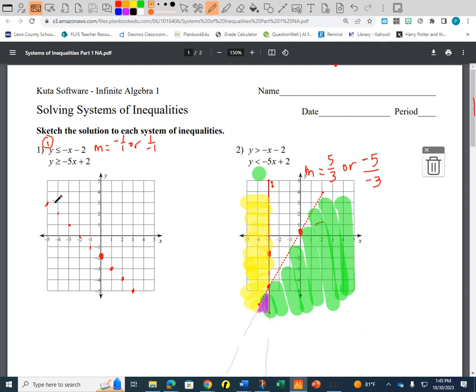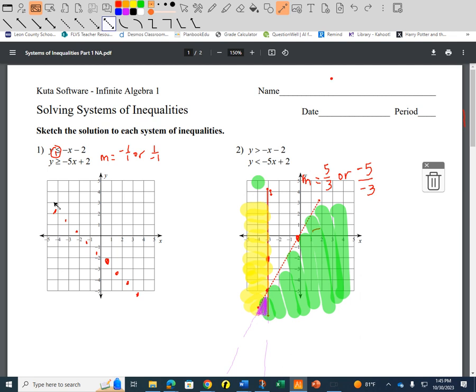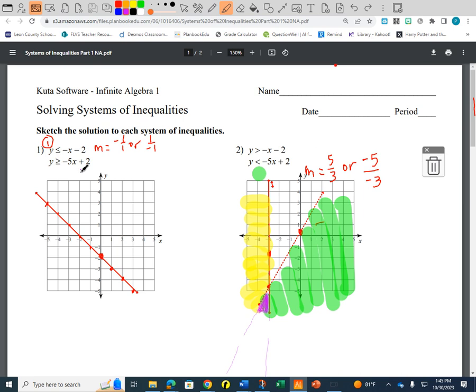Got a line underneath it, so is it going to be a solid or a dotted line? Solid? Good. Which way am I gonna shade it, up or down? That's how you tell, right? Down, that's right, you're gonna shade it down. Put your pencil on the line and shade down.